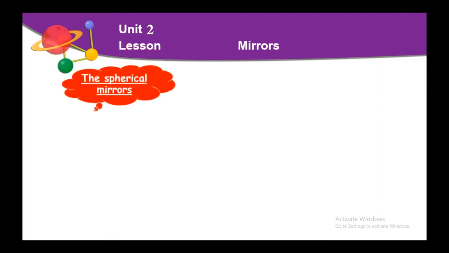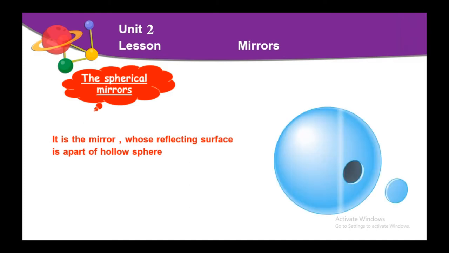We will talk about the second type of mirror, which is called spherical mirror. What is the meaning of spherical mirror? It is a mirror whose reflecting surface is a part of a hollow sphere. As you see in the picture, the spherical mirror is a part of a sphere.